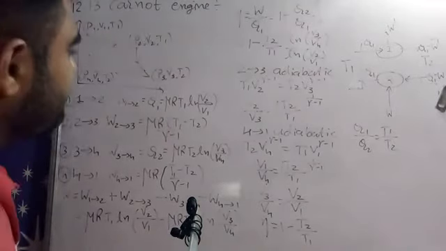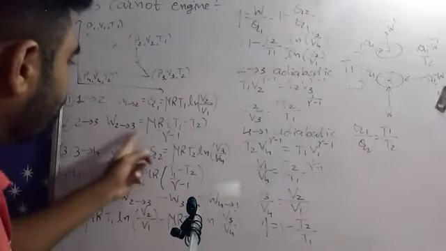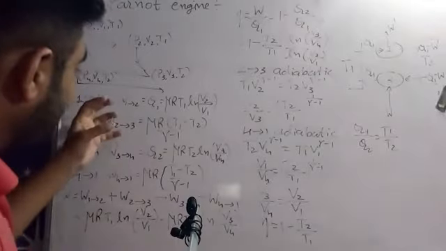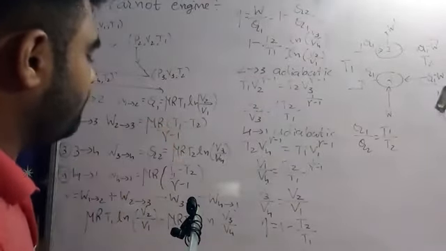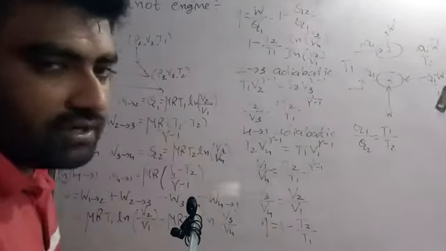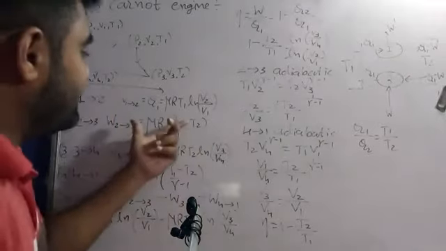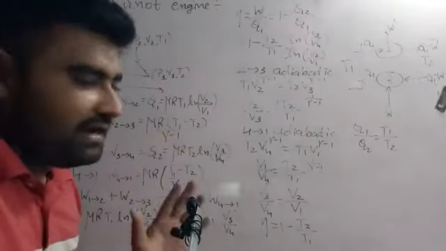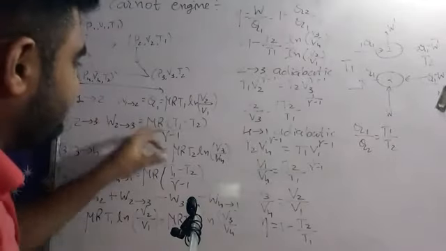Temperature is changing here, T1 to T2, right? Then W2 to 3, the work done by the system, is equal to mu R (T1 minus T2) upon gamma minus 1. We derived this process earlier, right?